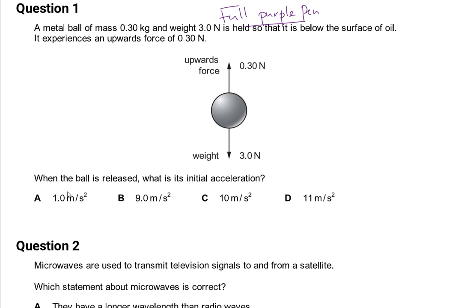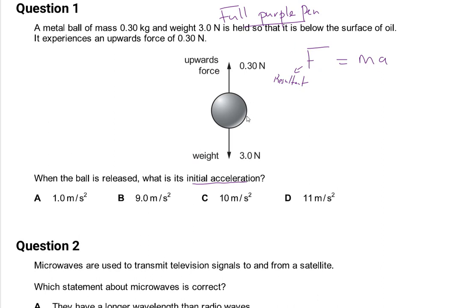Now let's take a look here. We need to work out the initial acceleration. What we know is the forces on the object and the mass in this particular case. Now we need to use the equation F is equal to ma. This F here is for resultant force. If you don't know it, now you know it, make sure that you write it down.